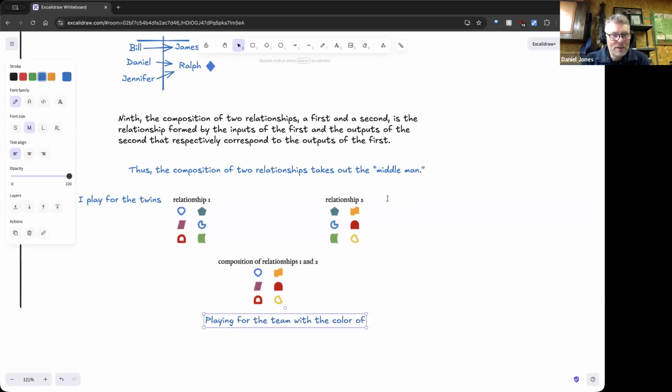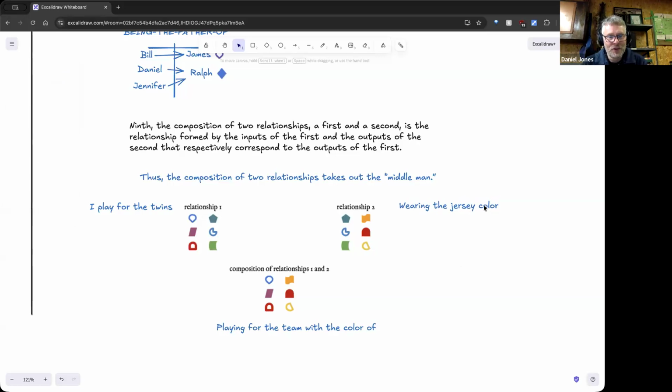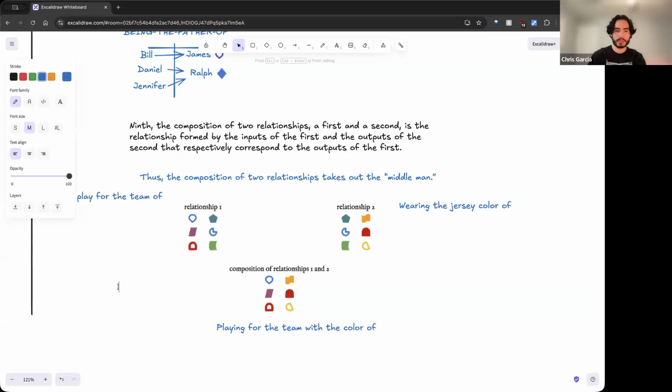I play for the Twins. The Twins are blue. And when I say the Twins are blue, what I mean is wearing the jersey color of, right? That would be the relationship, wearing the jersey color of. And I play for the team of. There we go. Wearing the jersey color of. Playing for.